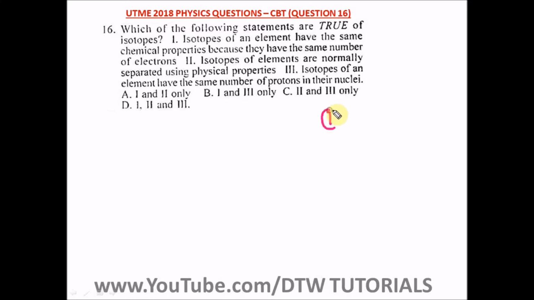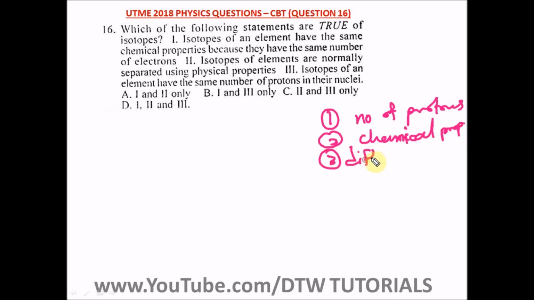Now, the first property is that isotopes have the same number of protons. The second is that they have the same chemical properties. Isotopes of an element have the same chemical properties. And the third one is that they have different physical properties, such as boiling point and melting point. So let's get back to the question.